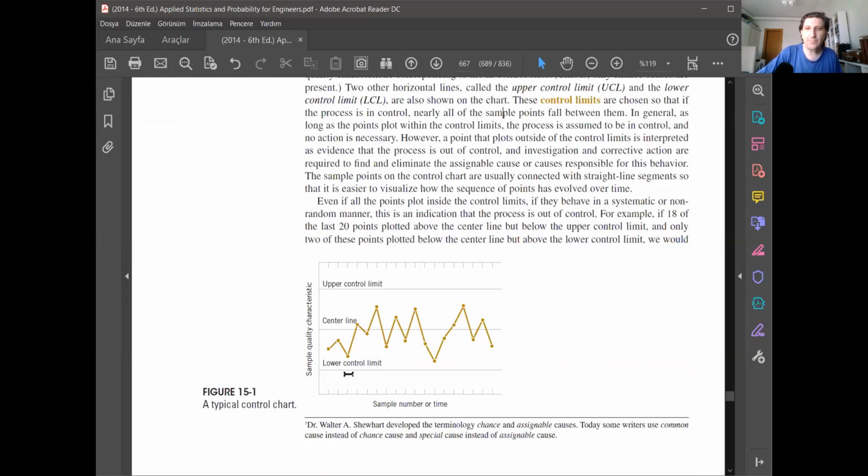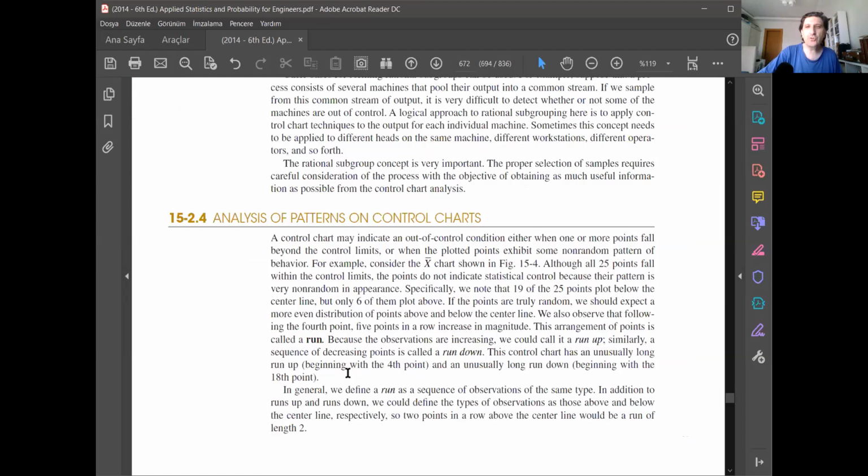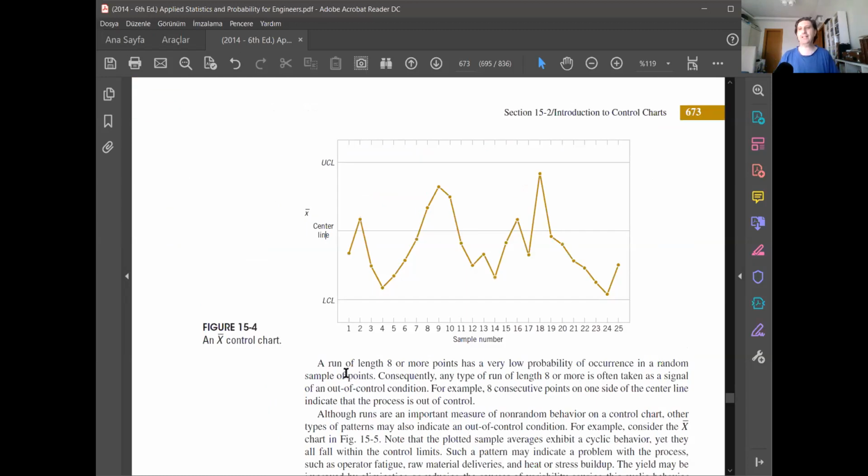So what is a process control chart? Typically, it is something like this. We have a sample statistic that we would like to monitor. Let's say that is going to be S bar. We are going to monitor this S bar over time and see whether there is a change in its value with respect to our expected value.